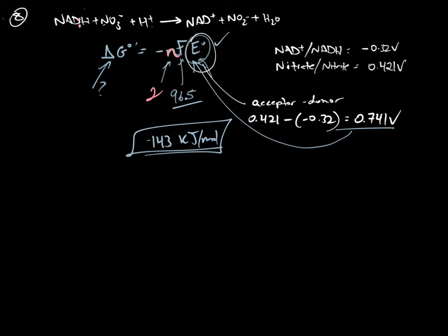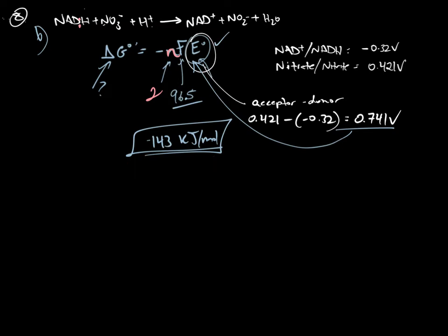8C asks, basically, the theoretical maximum number of ATP molecules that could be synthesized for each molecule of NADH oxidized by nitrate under standard state conditions. So with this reaction right here, we've generated this much energy. Remember, negative delta G means that we've produced energy. So we have this much energy in our bank. Now, we want to find how many ATPs we can produce with this much energy.